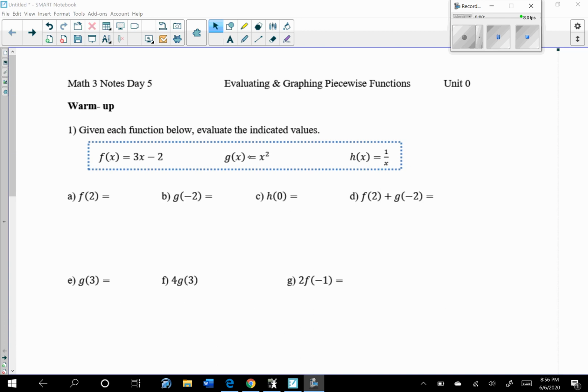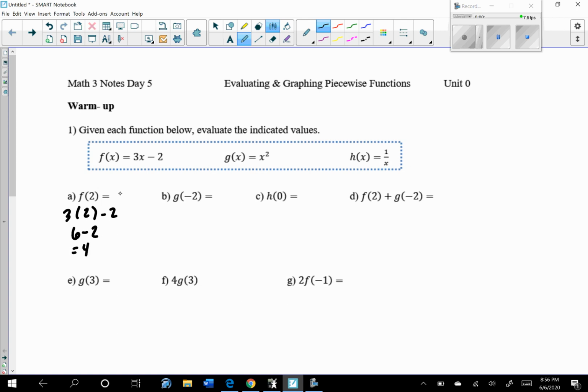So we have f of x, g of x, and h of x. Those are our functions. For a, remember this is our function notation. We are doing f of 2, which means we're plugging in an x value of 2 into the f of x equation. So I get 3 times 2 minus 2. I'm just plugging that 2 in for x and following the order of operations. So 6 minus 2, which gives us 4. The answer to this is 4.